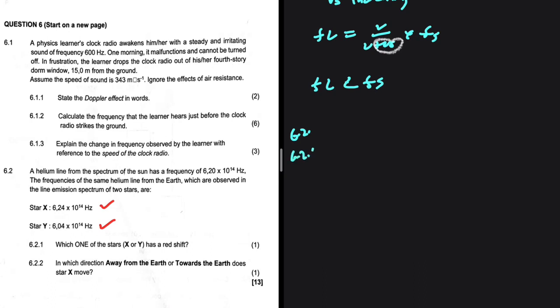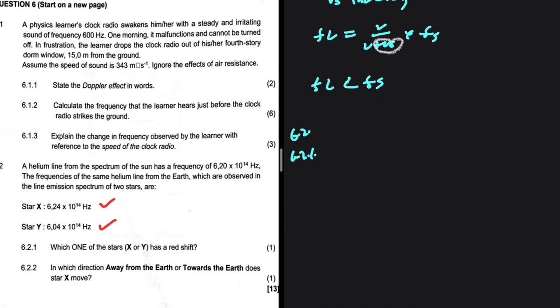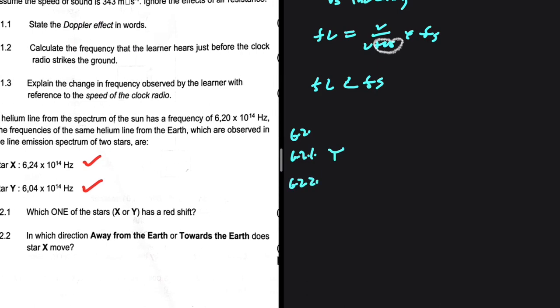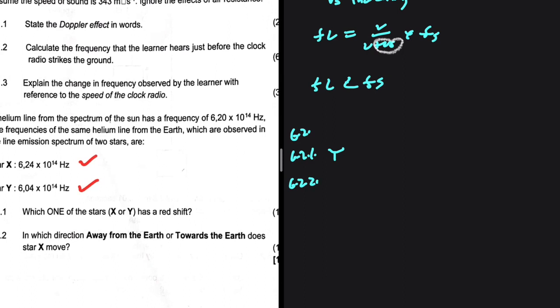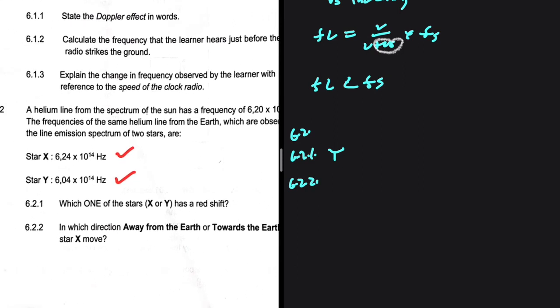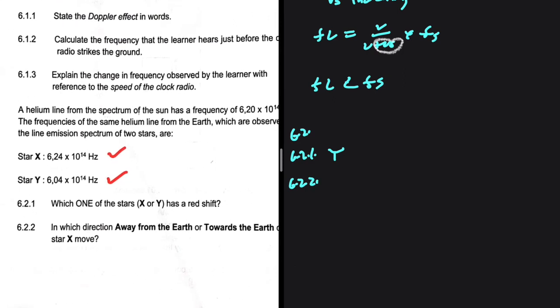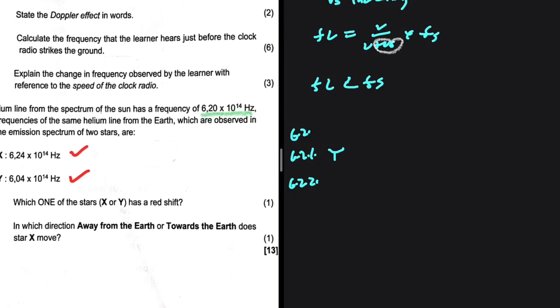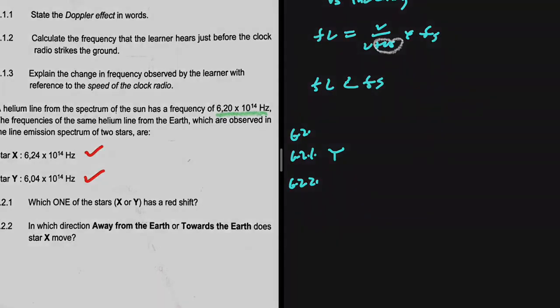6.2.1, which one of the stars, X or Y, has a redshift? The one with a smaller frequency has a redshift because it has a higher wavelength. So that is star Y. And 6.2.2, in which direction, away from the Earth or towards the Earth, does star X move? Star X has a higher frequency than our reference point, 6.2 times 10 to the power 14 Hz. So it should be moving towards the Earth.